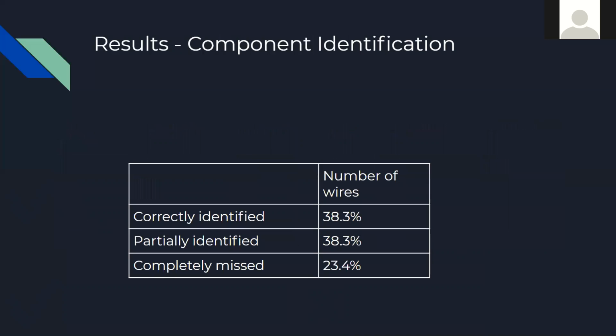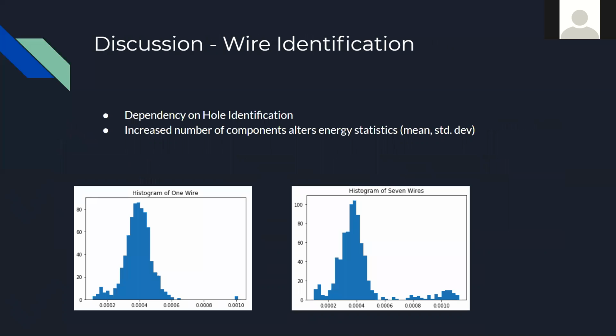For component identification, we concluded that using energy detection based on the hole locations was not as robust a method to accurately identify the wires. It's important to note that wire identification depends on the hole identification. For example, if a component is located on a missed row, it's by default not going to be detected. Additionally, since we're searching for holes with high energy, as the number of wires on the breadboard increases, it becomes harder to distinguish between empty holes and holes with wires.